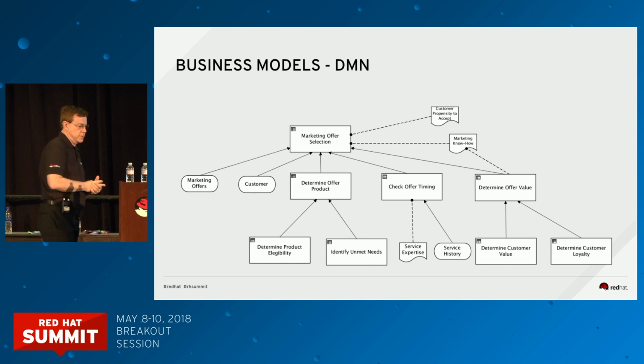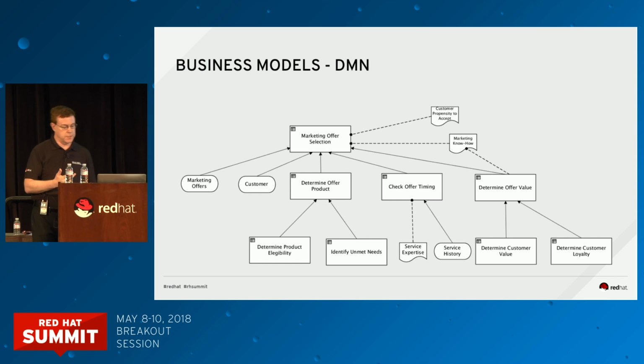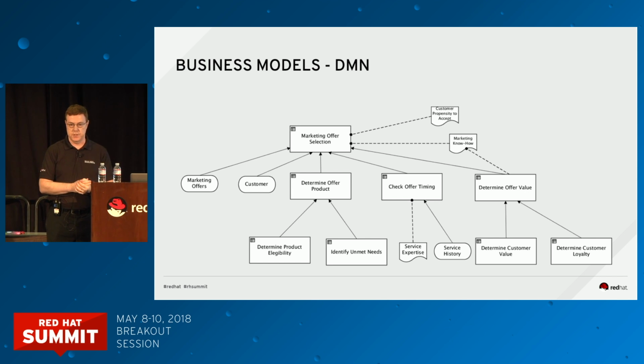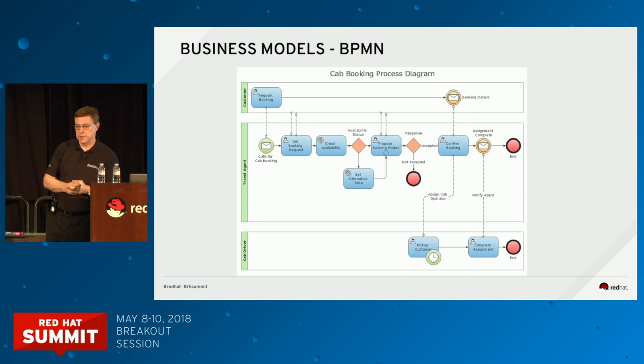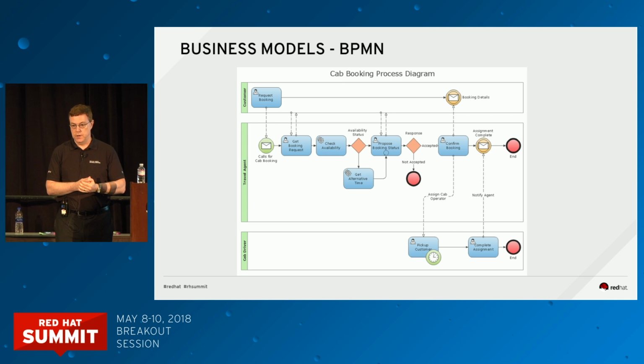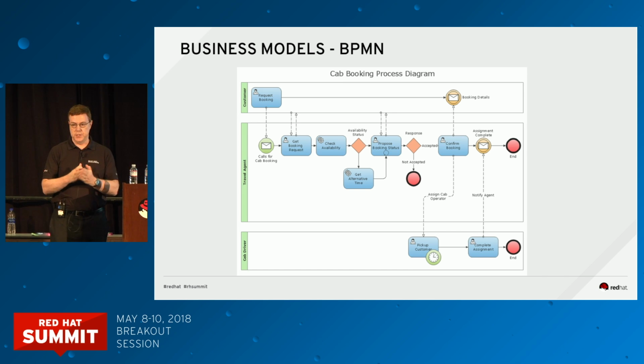It's a graphical representation that makes it much easier for the business user to define the rules behind making an operational decision in a business. It might look like this. This is Business Process Model and Notation. This is the steps in a business process.